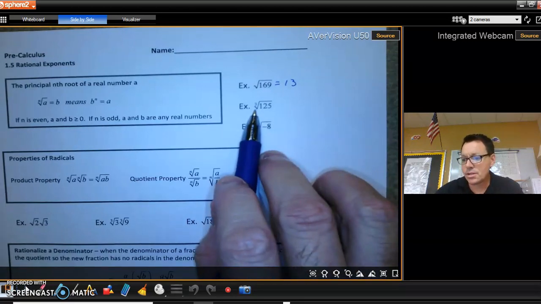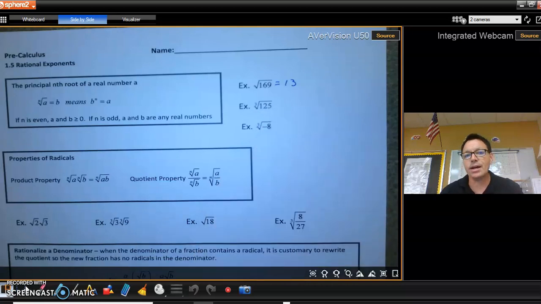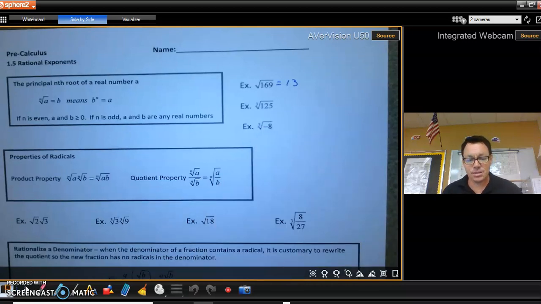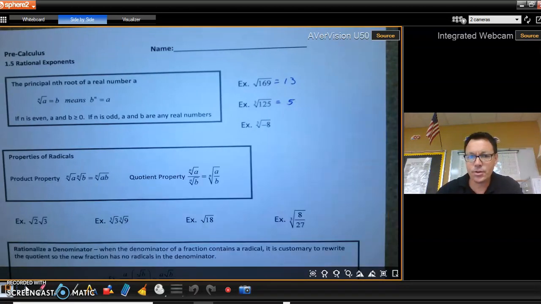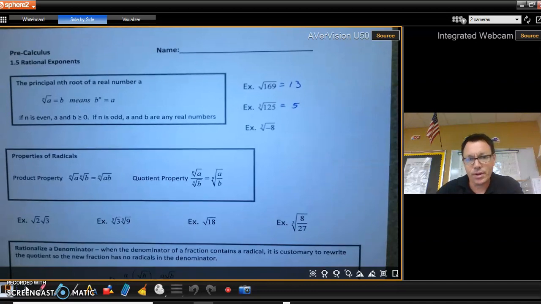How about this? This is the cube root of 125. What number times itself 3 times is going to equal 125? That's probably the biggest cube root I would expect you to maybe be familiar with. The answer is 5. 5 to the third power is 125.